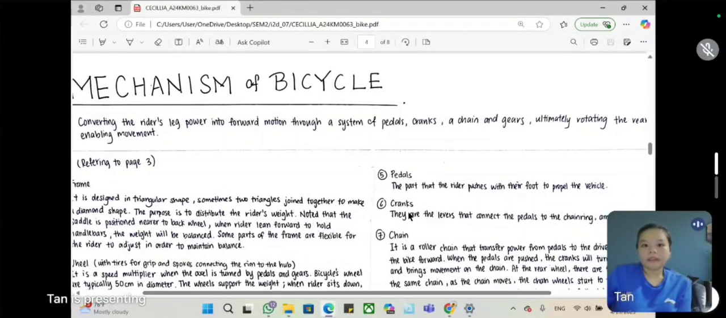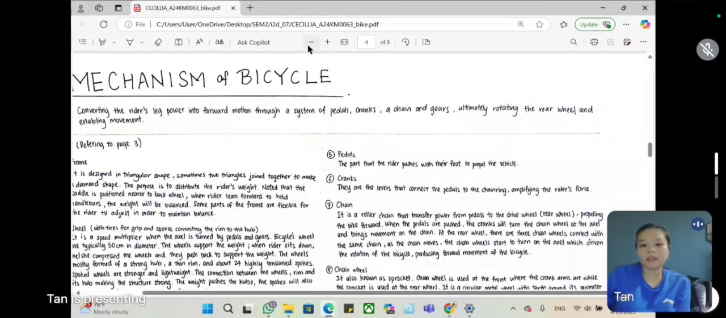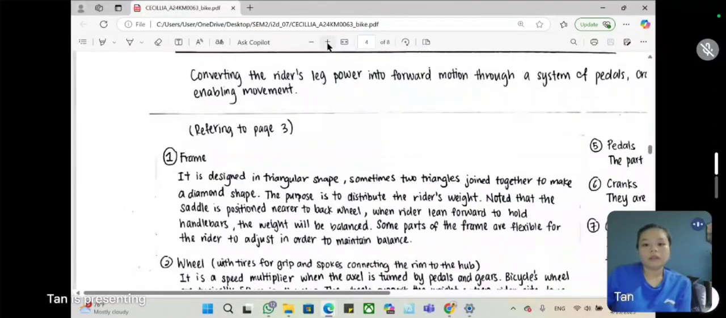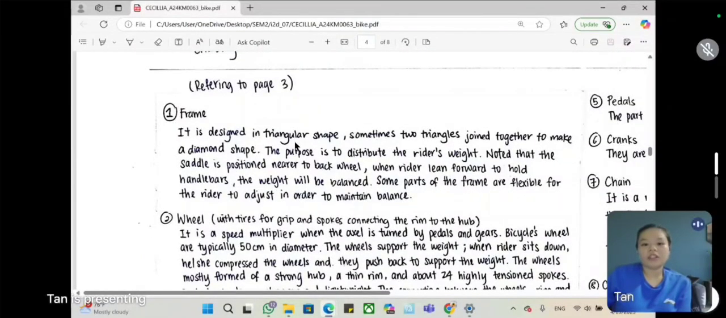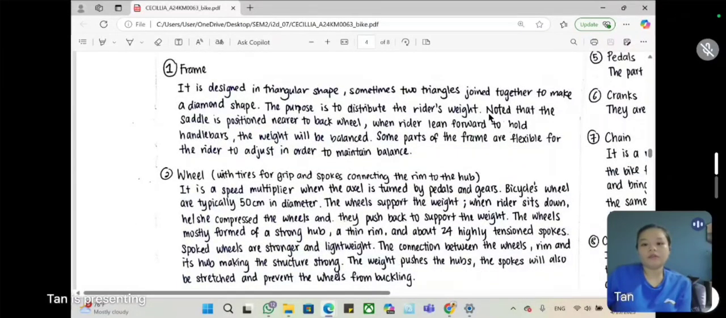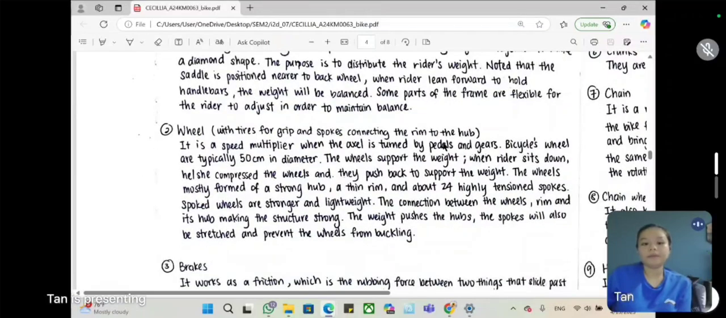Overall, a bicycle converts the rider's leg power into forward motion through a system of pedal cranks, the chain and gears, ultimately rotating the rear wheel and enabling movement. For the frame, it is designed in a triangular shape. Sometimes both triangles join together to create a diamond shape. The purpose is to distribute the rider's weight. You can see that the seat is positioned nearer to the back wheel, so when the rider leans forward to hold the handlebar, the weight will be balanced.